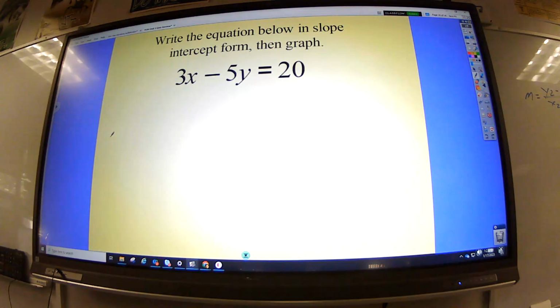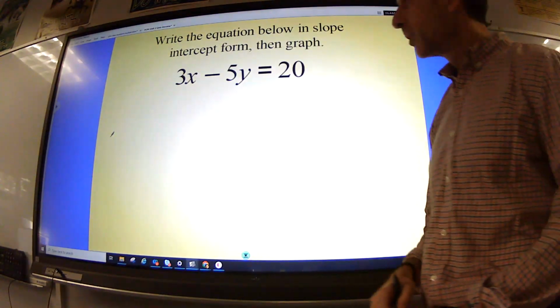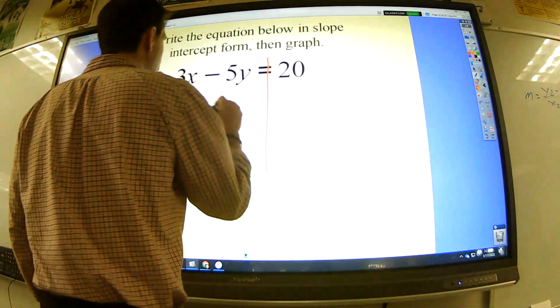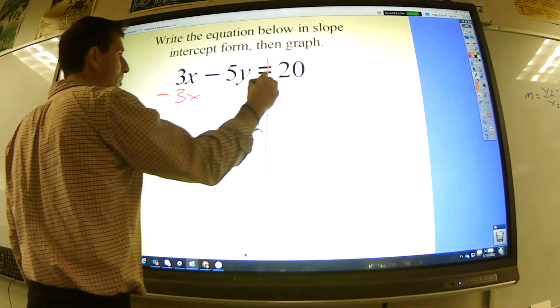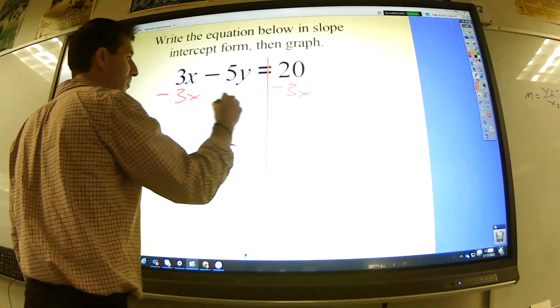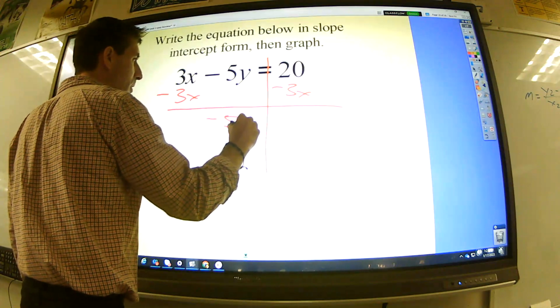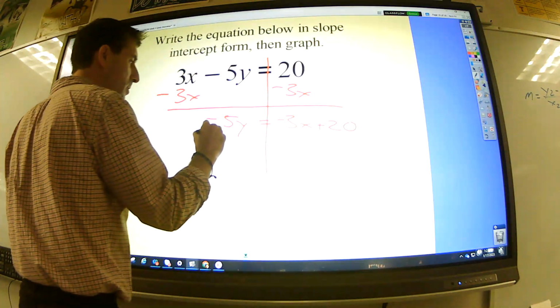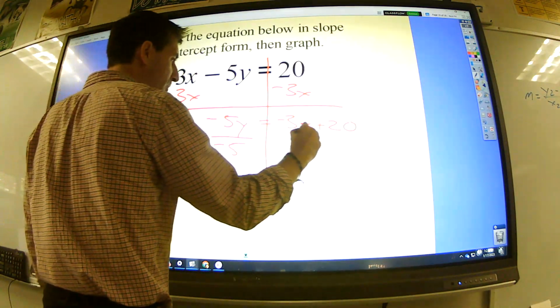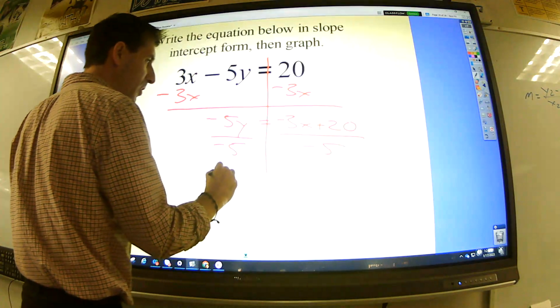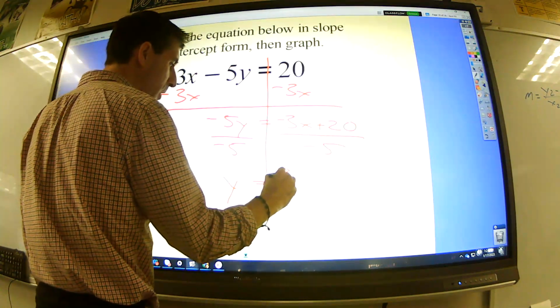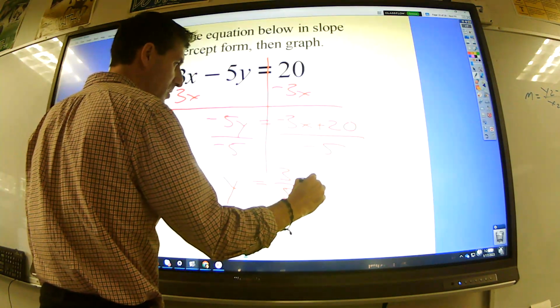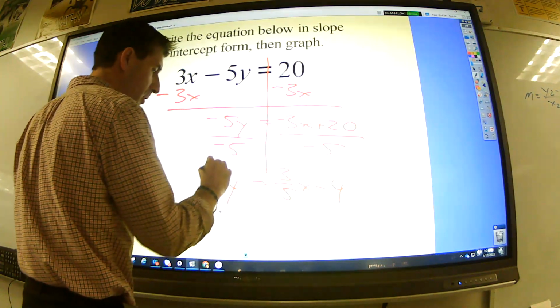Oh shoot, it's red. I'm going to solve it just for the video's sake. Get the y by itself. We subtract 3x. I know you guys know how to do this. y equals negative 3x plus 20. What do I do next? Divide everything by negative 5. y equals 3 over 5 x minus 4.